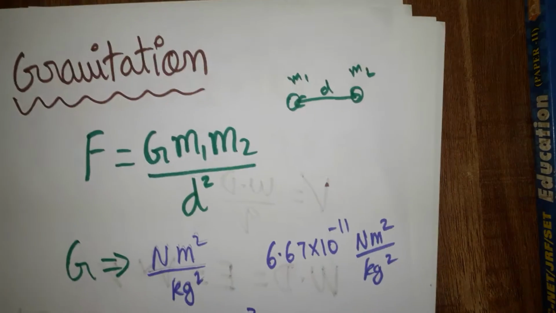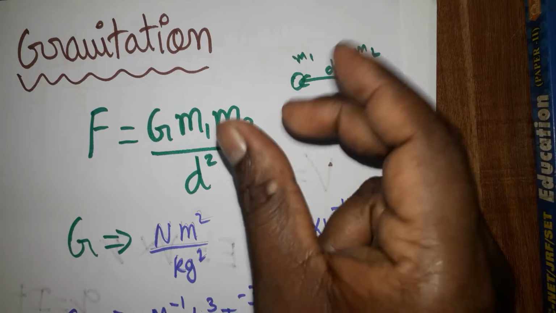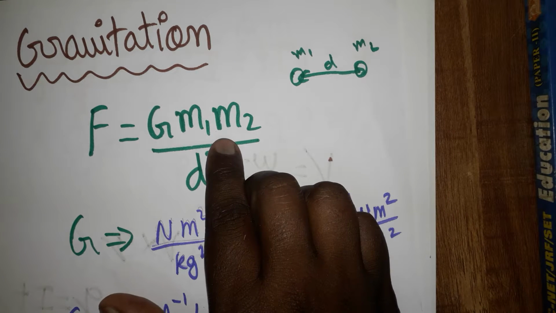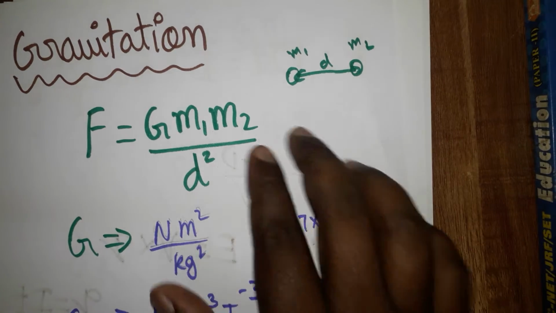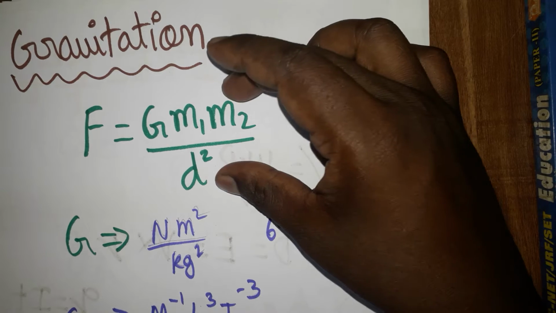Students, today we are going to discuss the gravitation formulas. Gravitational force is the force of attraction between two objects. G is the gravitational constant, M1 is mass 1, M2 is mass 2, and D is the distance between the two masses. It is called the force of attraction between the two masses, and we can call it the gravitational force.